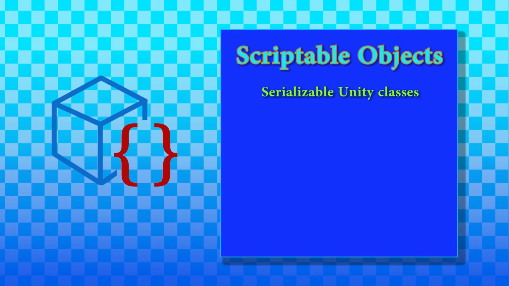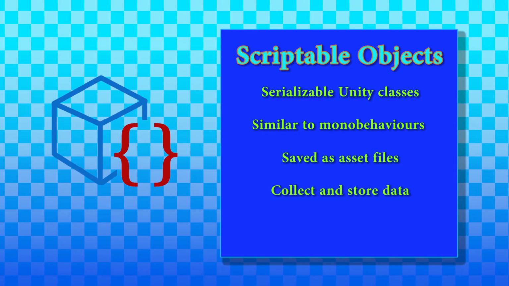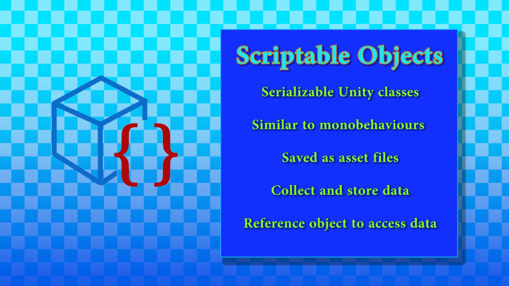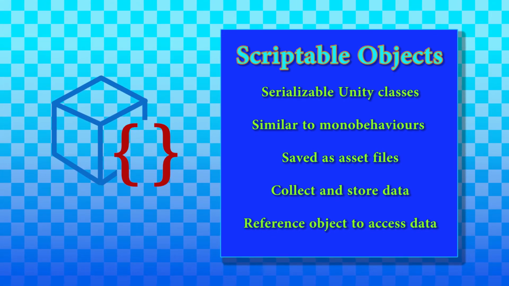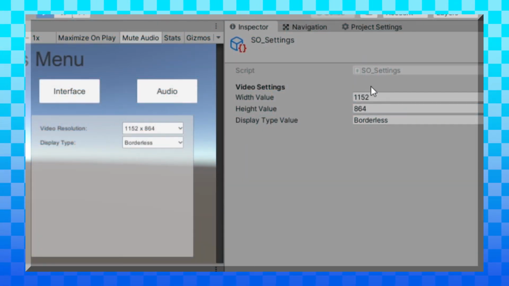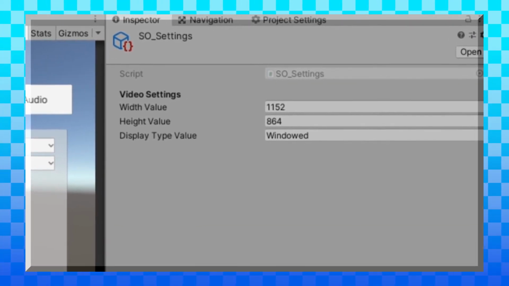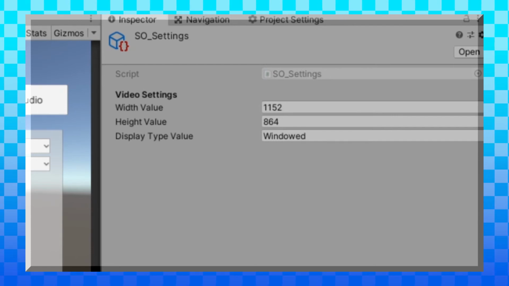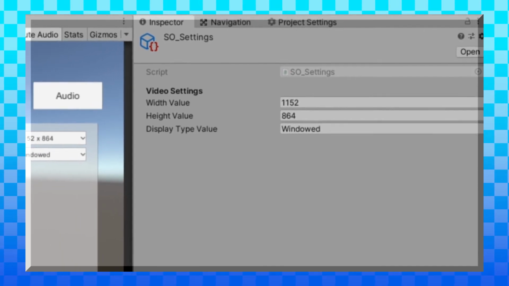for our settings menu. Scriptable objects are serializable Unity classes that are similar to monobehaviors with no transforms and are saved as asset files. When we collect data from the user or from the system itself, i.e. default values, we can store this data within scriptable objects and reference the object whenever we need to access the data again. As an example, say the player sets screen resolution to 1152 by 864 and the display type to windowed. This data can be stored in the scriptable object, and when we move into another scene, we can retrieve this data to populate our settings menu again and show the correct values to the player.